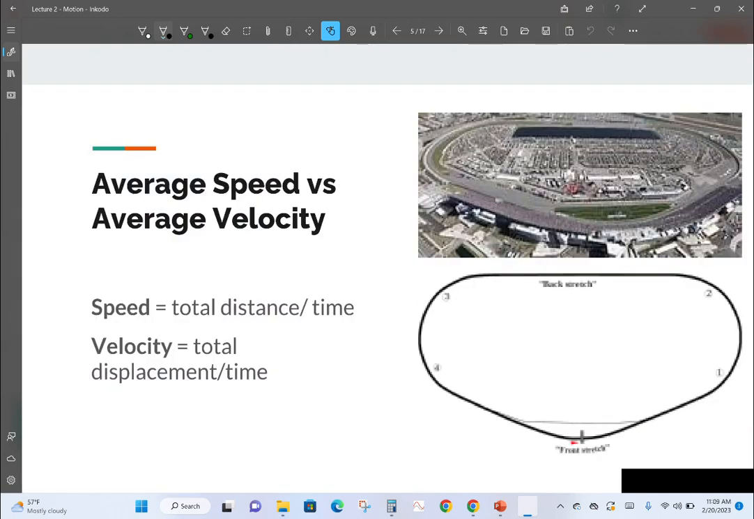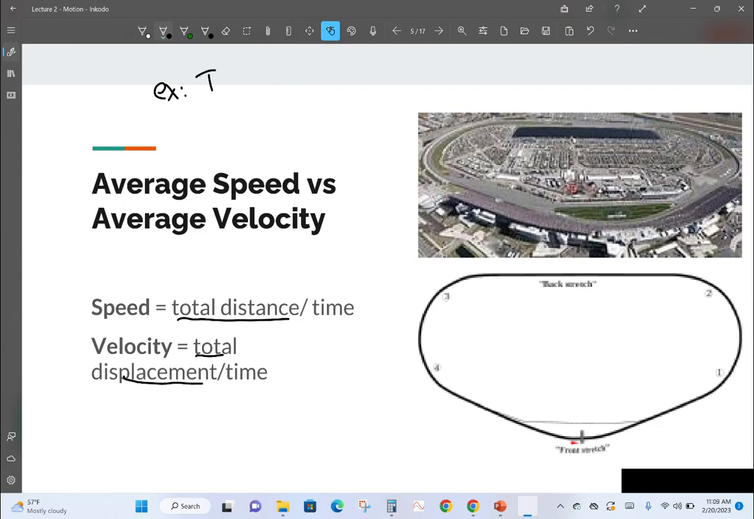So what's the difference between average speed and average velocity? Speed would be your total distance divided by your time, and velocity would be your total displacement divided by your time. The only way for these to have the same magnitude would be for you to be traveling in one direction.